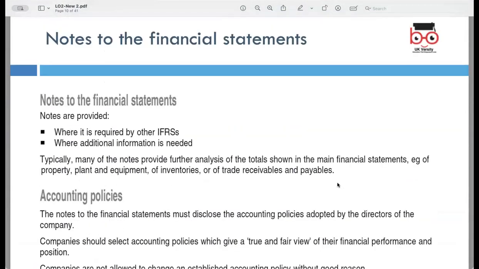Notes to the financial statements. Any questions so far, if anyone's there?